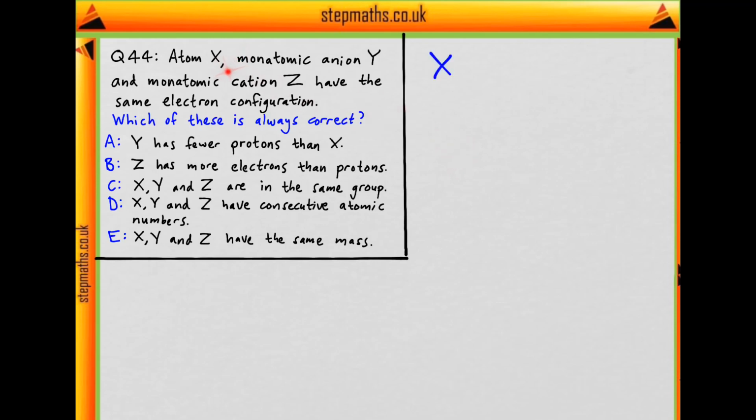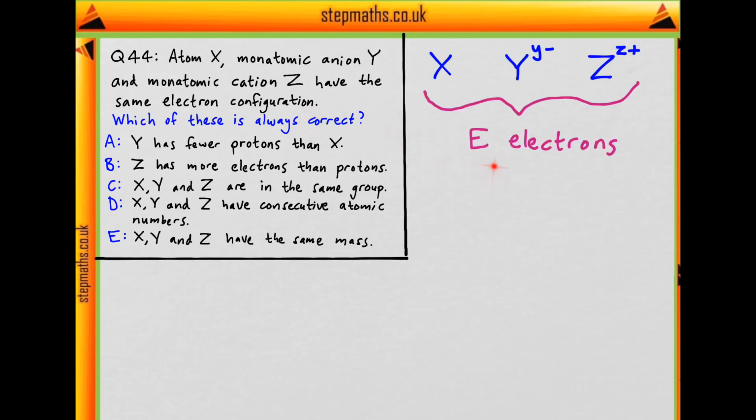We have atom X, which doesn't have a charge. We have monatomic anion Y. We don't know its charge, so let's just call that Y minus. And similarly, we have cation Z, which has a charge of, let's call it Z plus. And we're told that they have the same electron configuration. And what does that mean? They must have the same number of electrons. Let's call this number E.